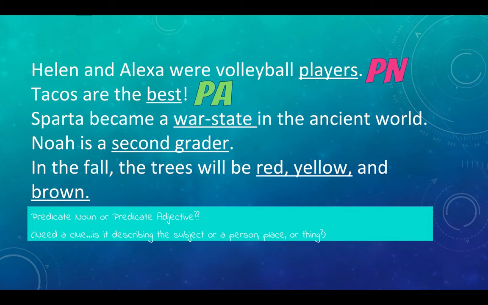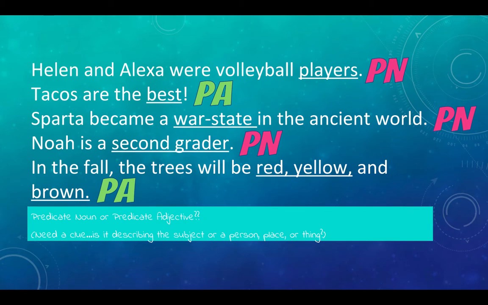Sparta became a war state in the ancient world. War state. Well, that sounds like a thing, so that's going to be a predicate noun in this case. Noah is a second grader. Aw, what cute little kids they were back then. All right, second grader, that's a person. So that means it's linking back to Noah. That is a predicate noun. In the fall, the trees will be red, yellow, and brown. Oh, well now I'm describing those trees. I'm saying what color they're going to be. And so if it's describing, that means it's a predicate adjective.